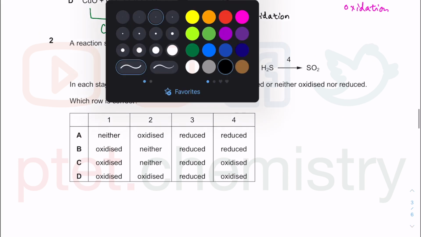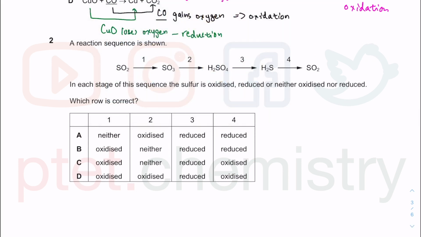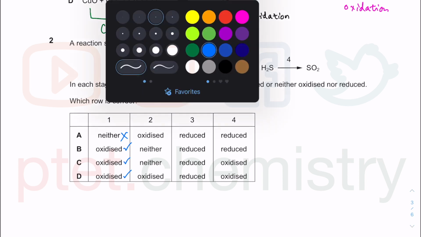Question 2, this is fairly straightforward. As we could see, the SO2 becomes SO3. What happened with the SO2? It gains oxygen. So the SO2 gains oxygen, gain of oxygen, that's going to be your oxidation reaction for the first one. It's not neither. It's oxidation because SO2 gains oxygen. All right, how about the next one?